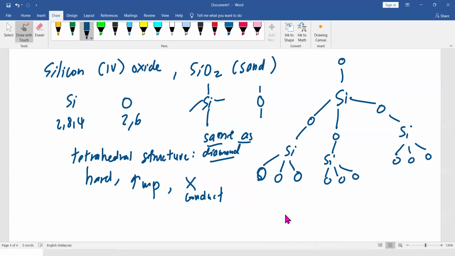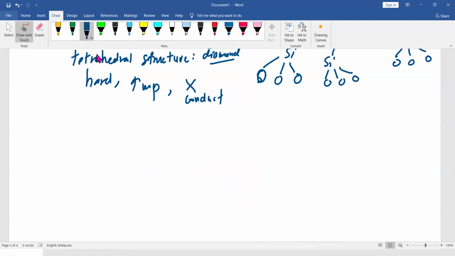Okay, ready? Can? So do you understand giant covalent? Yeah. Understand giant covalent? Easy, ah? Okay, now we go to the last one, which is called metallic.